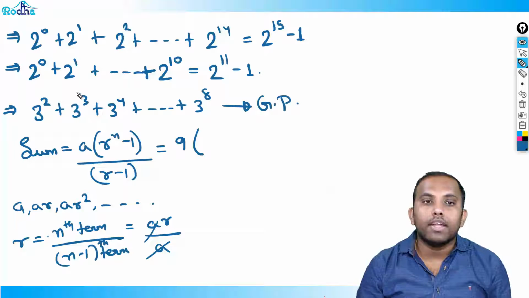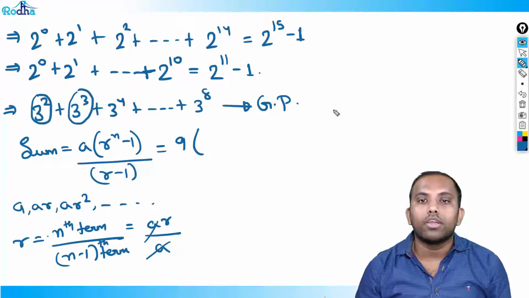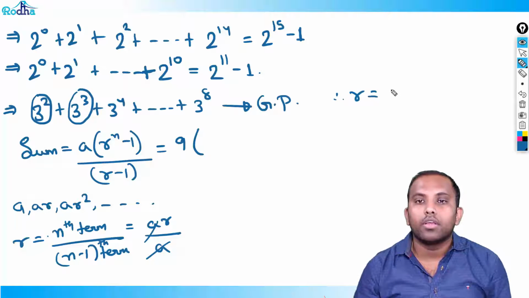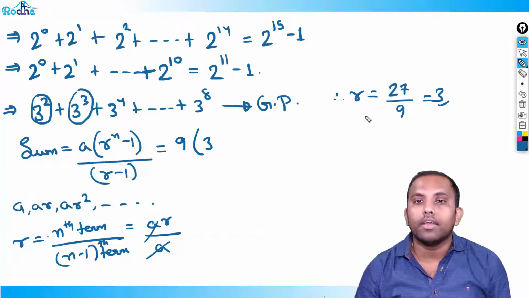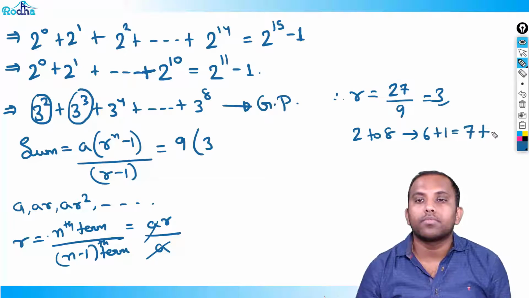Suppose the second term here is 27 and the first term here is 9. So here R will be 27 by 9, that is 3. You can take any term; 3 raised to 4 by 3 cubed will also give me 3 only. So R is 3. Now how many terms here? 2 to 8. Number of terms is difference plus 1. Difference 6 plus 1, 7 terms.